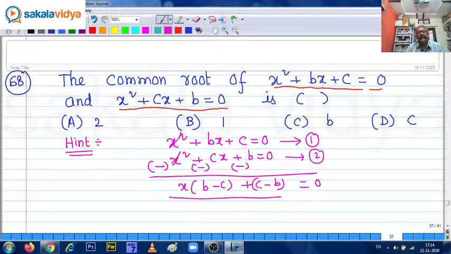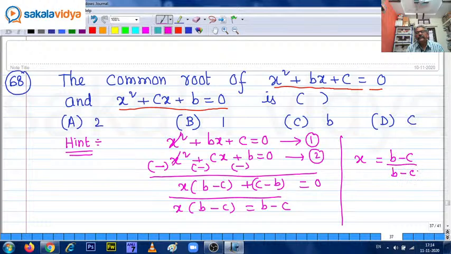We need to solve it. Take c minus b that side. X times b minus c equals to b minus c. So therefore x equals to b minus c upon b minus c. So cancel, we get 1. So x is equal to 1 is the common root. So B is the right option.